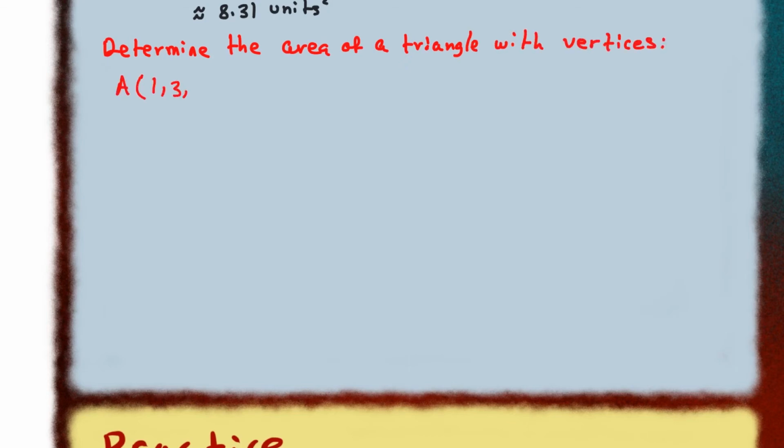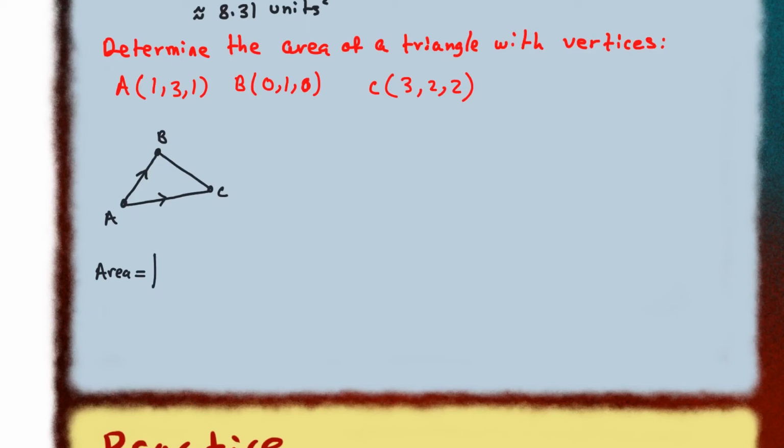For the second question, we want to determine the area of a triangle with vertices A, B, and C. First thing we want to do is draw the triangle to get an idea about how it looks. And once we have that, we can decide which vectors we want to use. When we draw it out, we can choose either vector AB cross AC, or CB cross CA, or BA cross BC. We have chosen vectors AB and AC, so the area is going to be the magnitude of the cross product of vectors AB and AC.